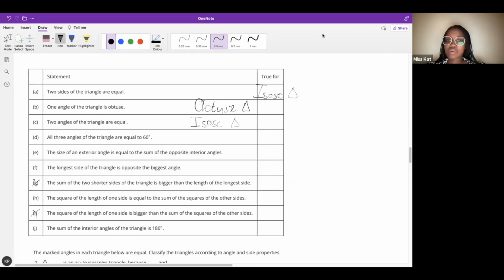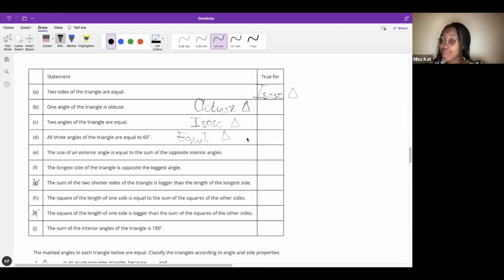Ropafazo? Let's hear what Ropafazo has to tell us. Hi, ma'am. Ma'am, I think D is equilateral triangle. True. Beautiful. Do you want to do E? Yes, ma'am. Okay.